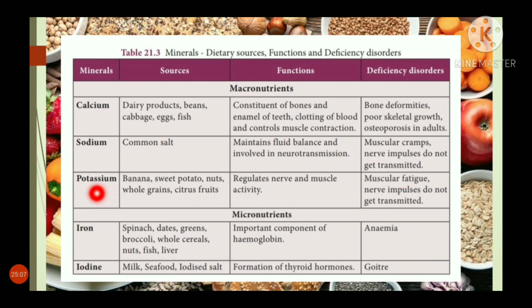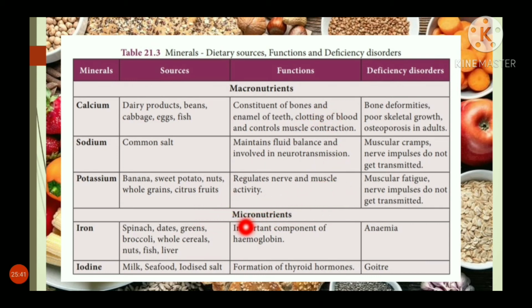Potassium. Potassium is present in banana, sweet potato, nuts, whole grains, citrus fruits. What are the functions? They regulate nerve and muscle activity. If you don't have this, what will happen? Muscular fatigue, nerve impulses do not get transmitted. Similarly, your nerves will not give the correct message to the body about what to do and what not to do.